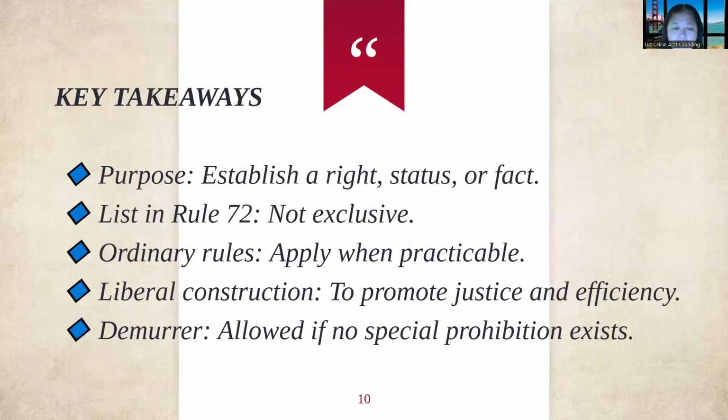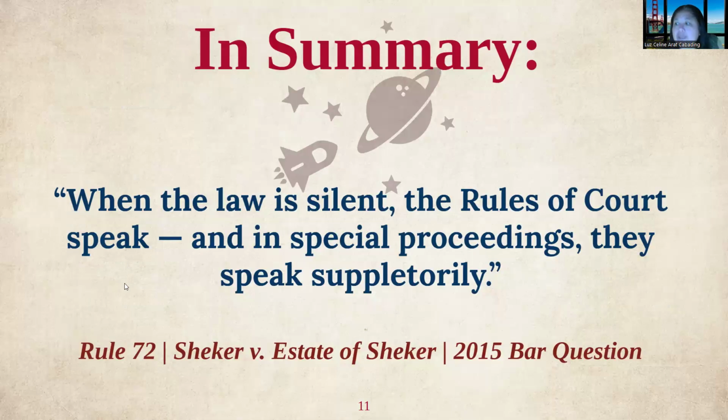So the key takeaways here then are, for purpose, special proceedings establish a right, status, or fact, not to enforce one. In terms of scope, the list in Rule 72 is not exclusive. And we have to remember that the ordinary rules apply suppletorily unless a special provision provides otherwise. The concept of liberal construction is to promote just, speedy, and inexpensive justice. And demurrer is allowed when practicable, even in special proceedings. So in summary, when the law is silent, the Rules of Court speak. And in special proceedings, they speak suppletorily.